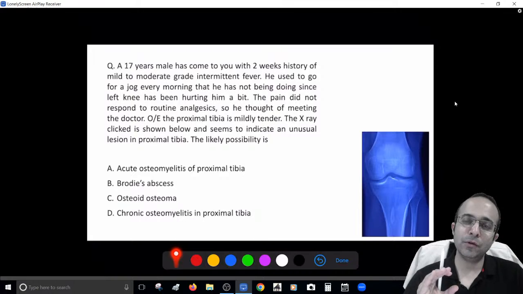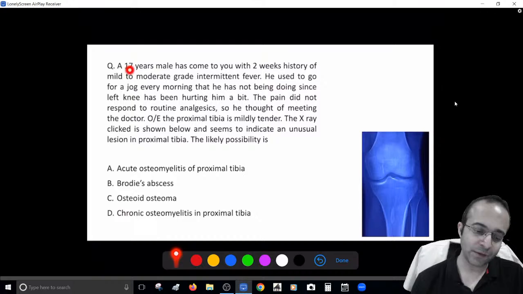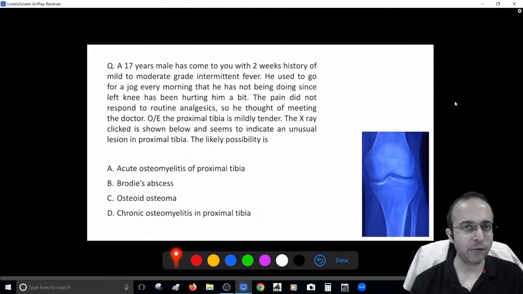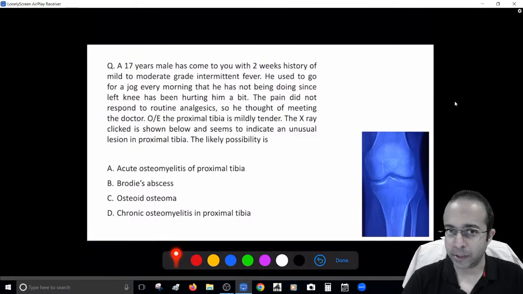So let me take you through a similar pattern of a question that I expect might trouble you in the upcoming exams. Now a 17 year old male has come to you, almost 2 weeks since he's been having this intermittent type of fever. He used to go for a jog every morning and he found his knees hurting him a bit. He tried the analgesics, but they did not work. So that's where he thought of meeting a doctor. Now you examined him and you found the proximal tibia to be a little tender. The X-ray is shown here, and looking at this unusual lesion in this proximal tibia, you have to tell me the likely possibility.